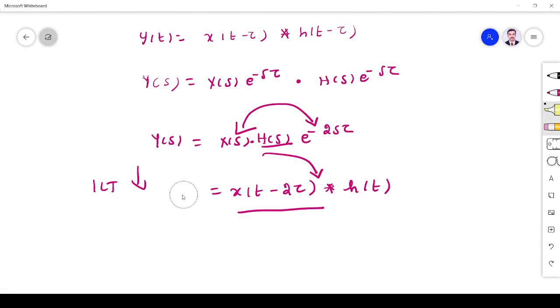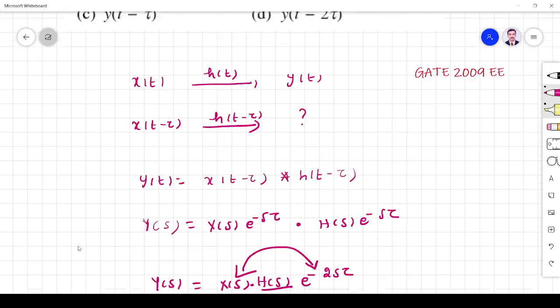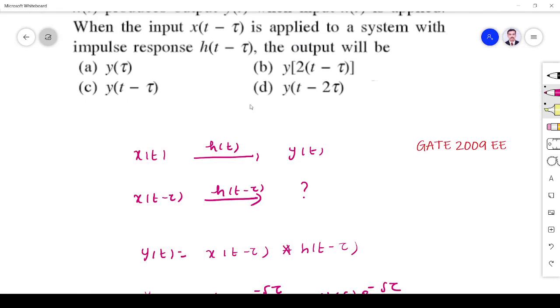So I can say the input is shifted, and because it is an LTI system, the output will also be shifted. So y of t minus 2 tau, right? That is the answer. So option D, y of t minus 2 tau, is the right answer.